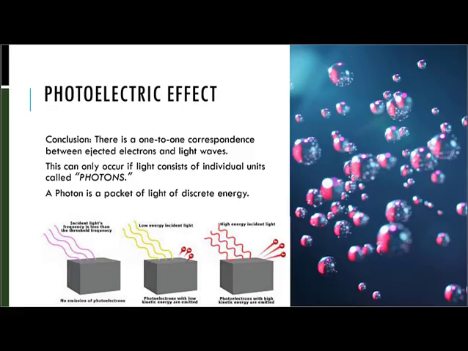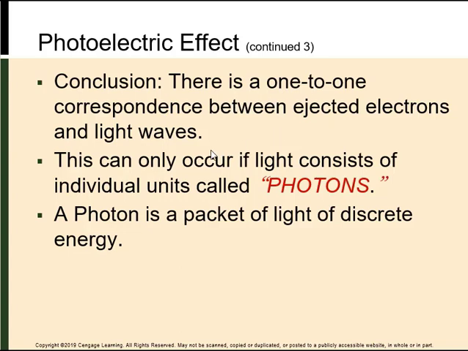This is also just a nice visual to see the long wavelength, low energy light hitting our metal, and there's no emission because it hasn't reached the threshold. Here's a little bit more energy, enough to see that low energy electrons are being emitted, but with even higher energy light, the electrons being emitted are higher energy. So concluding this, there's a one-to-one correspondence between ejected electrons and light waves, but it can only occur if light consists of individual units called photons, which is a packet of light that has a certain amount of energy.